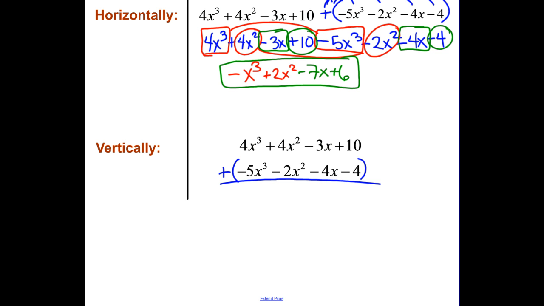So 4x cubed minus 5x cubed is negative x cubed. We look at these two together. 4x squared minus 2x squared is positive 2x squared. We look at these two together, which would be negative 7x. And these two together, which would be positive 6. If you notice, we got the same thing. Some people like to do it vertically, some people like to do it horizontally. You choose which way you like and do it that way.